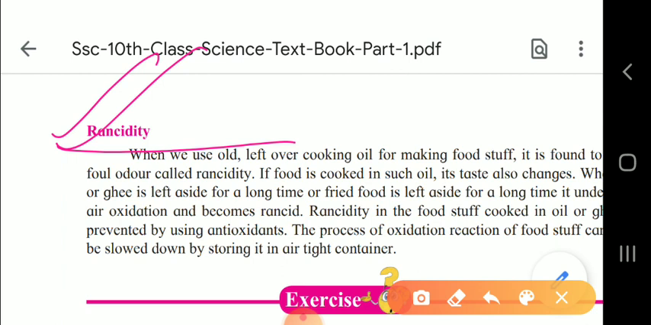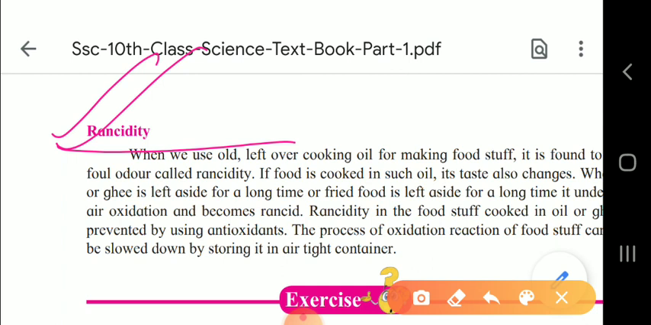Rancidity of foodstuff cooked in oil or ghee is prevented by using antioxidants. That antioxidant I have shown you, how they are used. Then sometimes you might have seen children eating wafers. In that also they are putting nitrogen in the chips, so that it will help to reduce the toxicity.